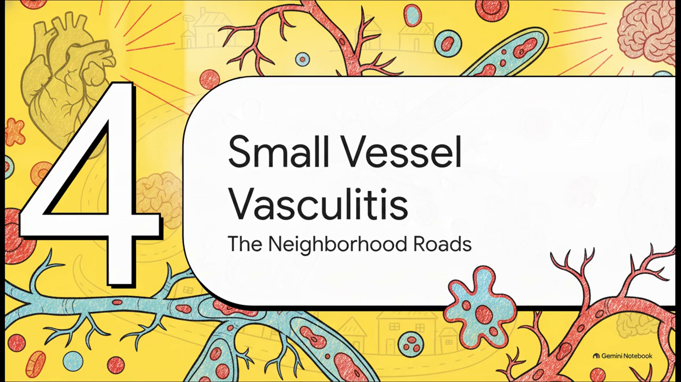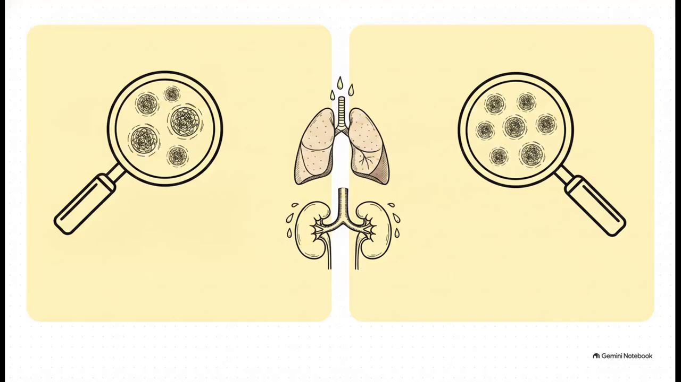Down to the micro level now. Section 4, small vessel vasculitis, the neighborhood roads. Take a look at the contrast here between two closely related small vessel destroyers. First, we have Wegener's granulomatosis. Just remember the mnemonic Wegener's with a C because it is C-ANCA positive and it features granulomas.